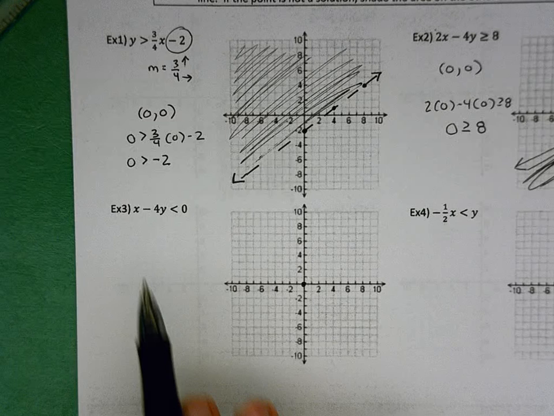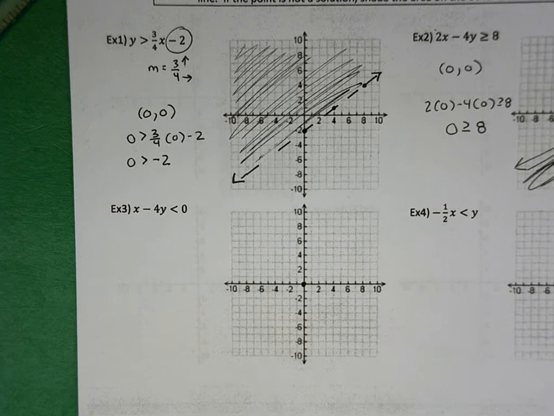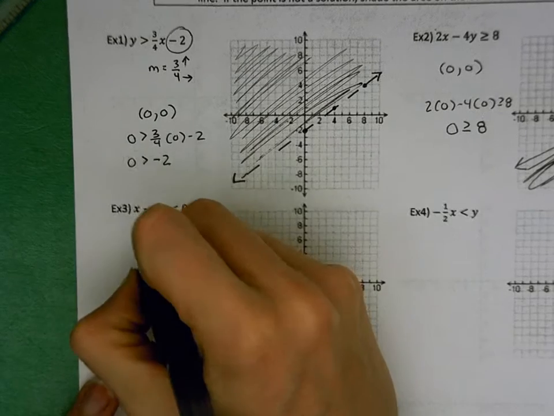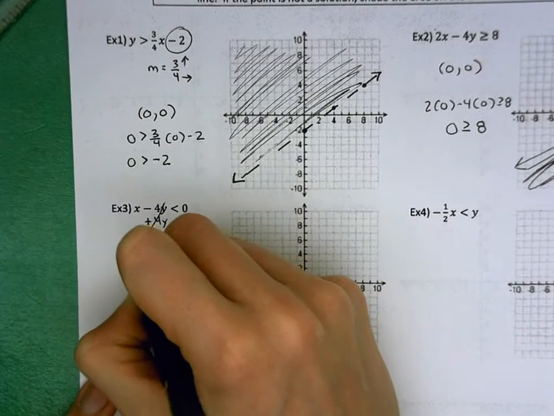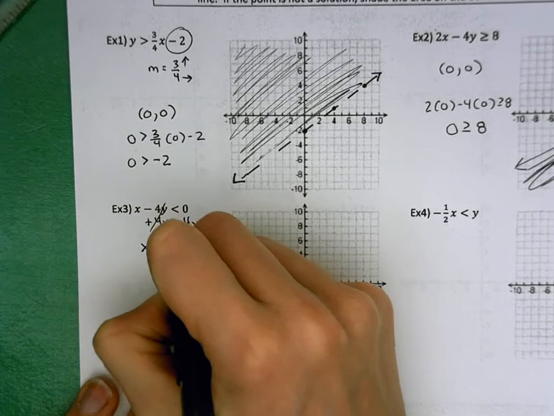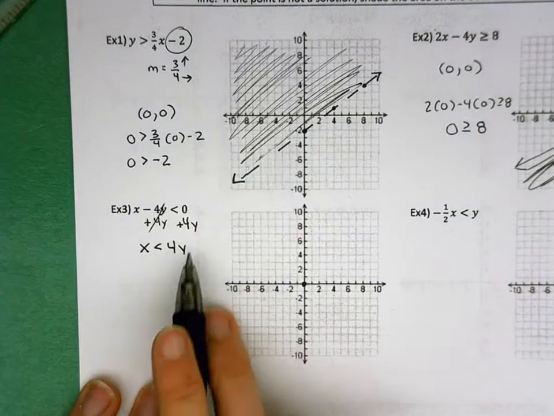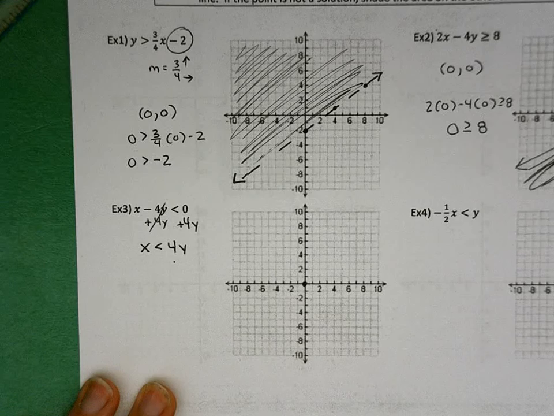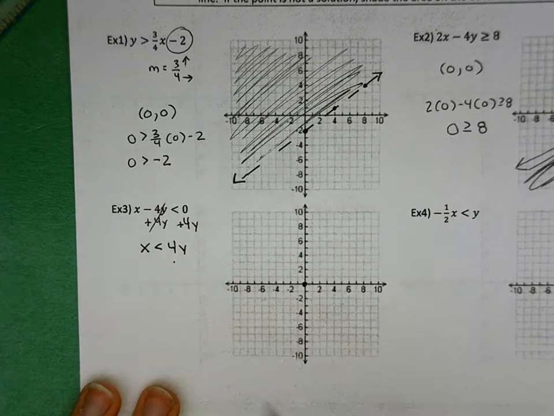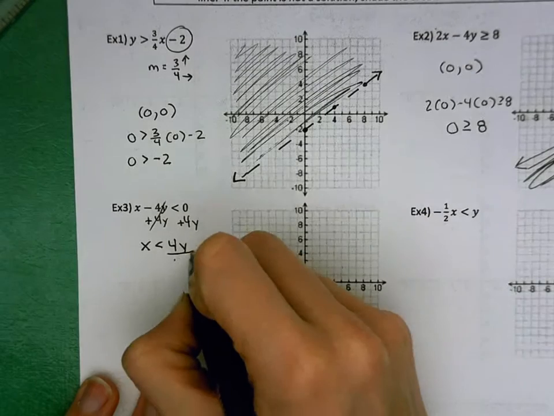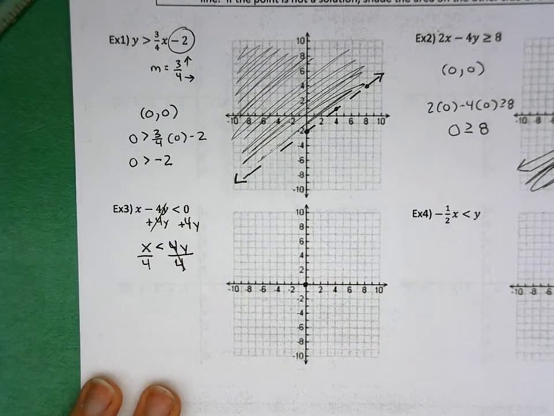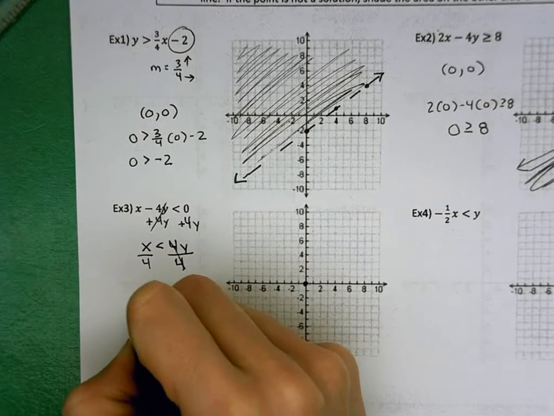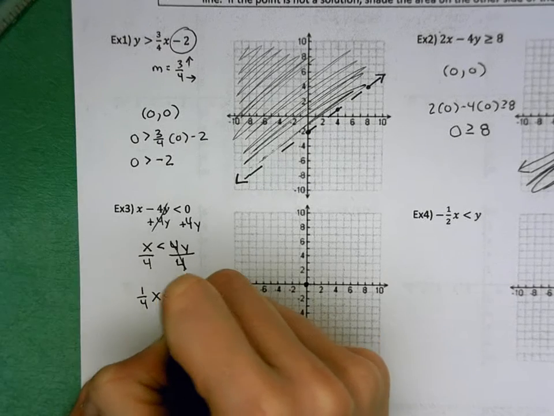Some people like to subtract the x over, other people prefer to add the 4y over. Again, it's whatever your mind sees. I typically opt for adding the y over, just because then things are positive, and I typically like positive numbers. 0 plus 4y is 4y. But it's not quite in slope-intercept form. We do need to get rid of this integer here, and so we're going to divide that 4 over to the other side. And so we're going to get 1/4 x is less than or equal to y.